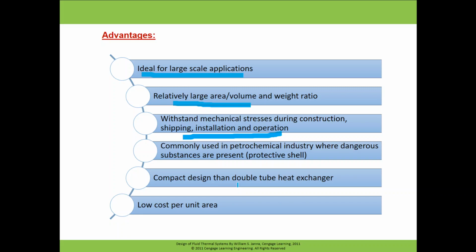From the surface area to volume point of view, the shell and tube heat exchangers give us a big advantage, because the surface area for heat transfer can be much higher than in the double pipe heat exchangers, and the cost incurred for designing the process is much lower than for the double pipe heat exchanger.